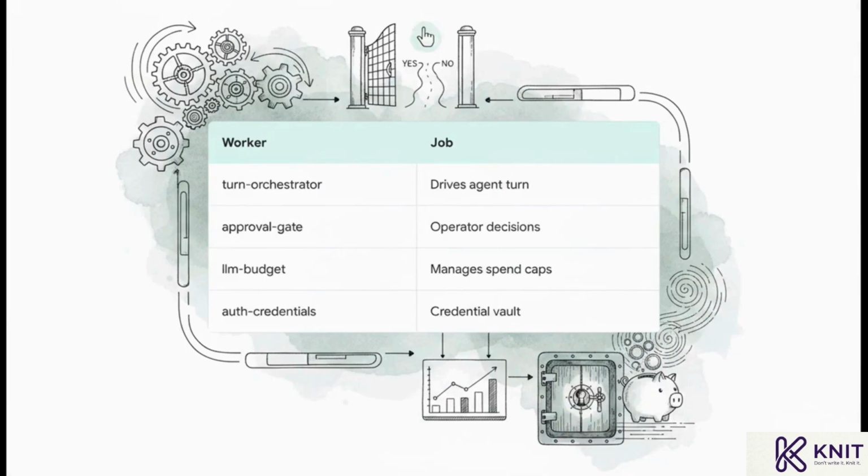You've got the turn orchestrator handling the durable state machine. But notice that approval gate is totally separate, just waiting on the bus to route human-in-the-loop decisions. The LM budget worker independently manages spend caps. The auth credentials worker sits quietly on its own as a vault. Every worker just does its one specific job, and it does it exceptionally well.